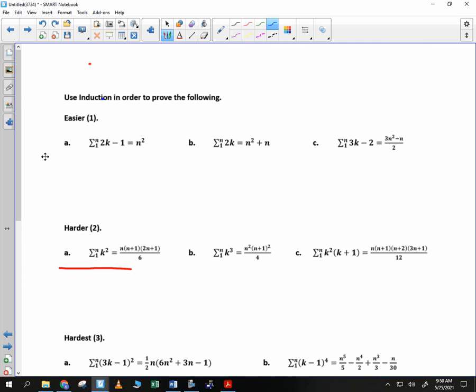The cool thing is that now that you guys have seen a couple of these examples, you could really choose whichever one you want. But right now, I think you should just try B on your own. And you can do it. Try it. See what happens.